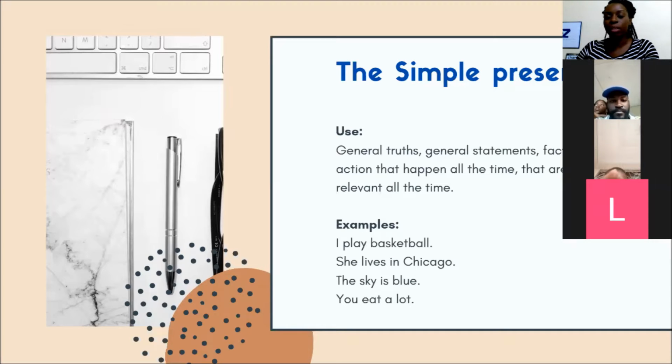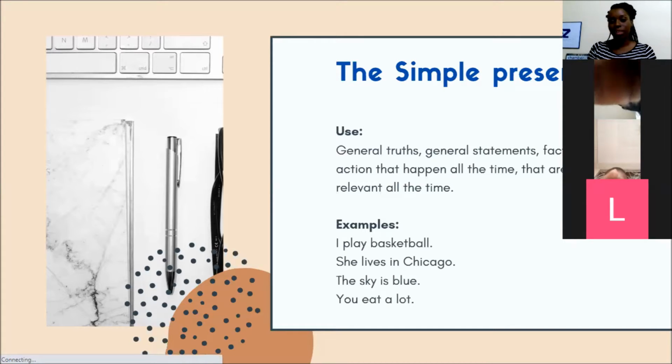It's something that happens. Today, when she woke up, she was living in Chicago. Yesterday, she woke up, she was living in Chicago. Tomorrow, she wakes up, she's still in Chicago. So it's something that is a habit. It's constant. It's a statement. And so you use the simple present.